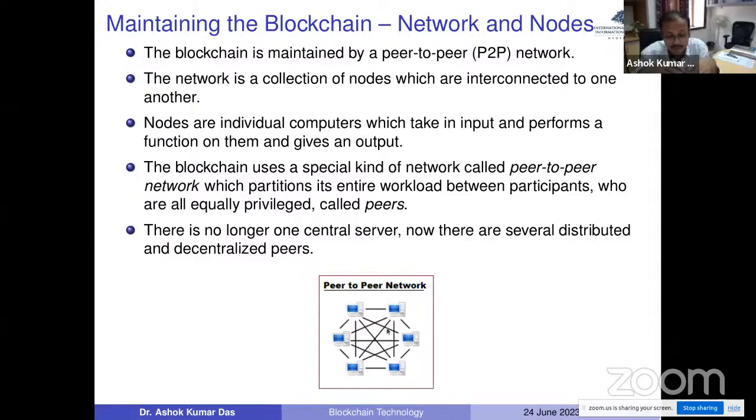Therefore, in this case, each and every node can communicate with the remaining n minus 1 nodes in the network. As a result, in case of P2P networks, there is no longer the concept of one central server. There will be several distributed servers, which are decentralized peers. They can share the load of the network, and if one node goes down, there will be other nodes to take care of the service to the customers.